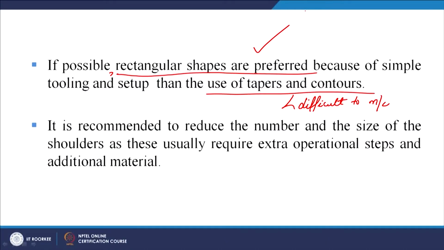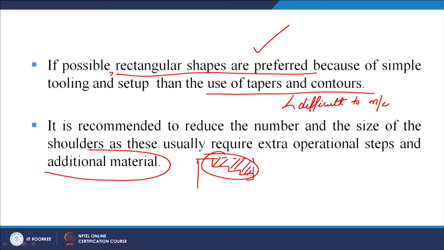It is recommended to reduce the number and the size of the shoulders, as these usually require extra operational steps and additional material. So shoulders must be as few as possible. If a product has a number of shoulders, it creates problems during the machining operation and may lead to a lot of material wastage also. You can see this much material will have to be removed. Operational steps and additional material will be required.